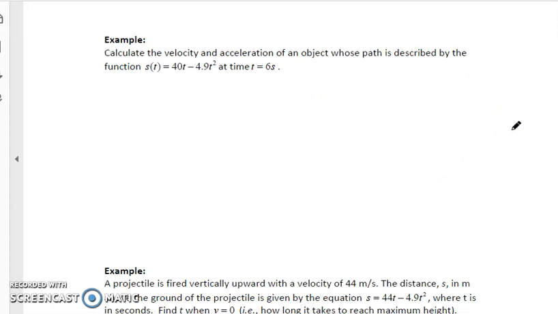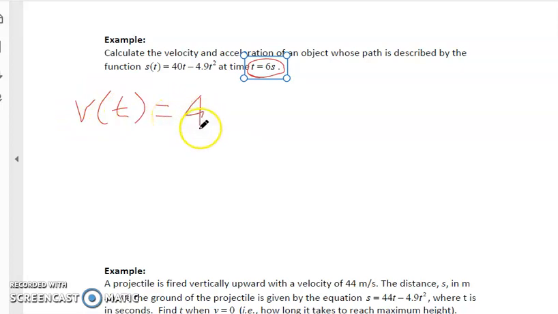This one says, calculate the velocity and the acceleration of an object whose path is described by the function, and you can see it's a s of t, so it's your displacement function. They want the velocity and the acceleration at t equals 6 seconds. So not only do we need to find the function for the velocity and the function for the acceleration, but we need to plug in 6 into both of those functions. All right, let's go ahead. Let's play their game. So the velocity function is equal to the derivative of the displacement function.